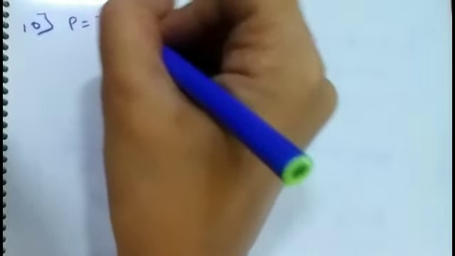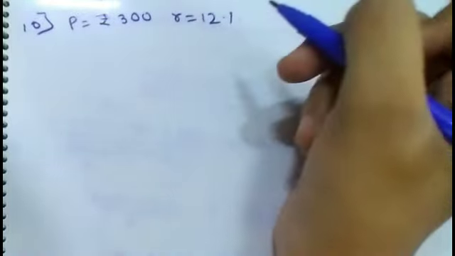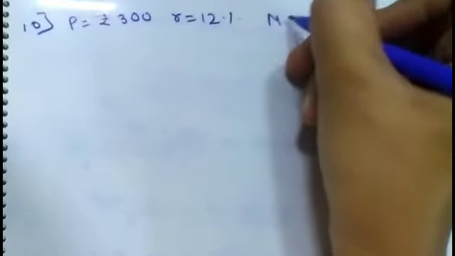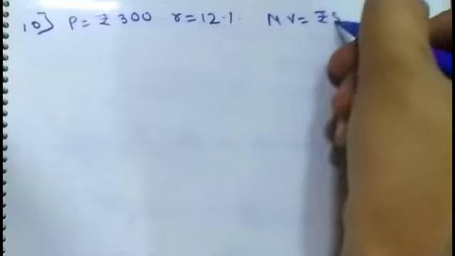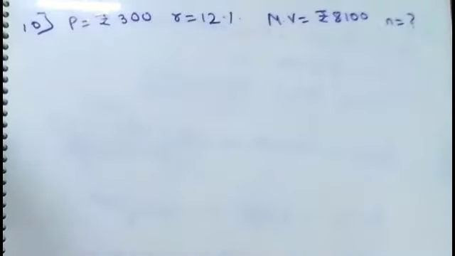Question number 10 says, Mr. Gulati has a recurring deposit account of rupees 300 per month. Therefore, principal equals rupees 300. Then, the rate of interest is 12%, R is 12%, and the maturity value of his account is rupees 8,100, and we have to find n. Therefore, n equals question mark.